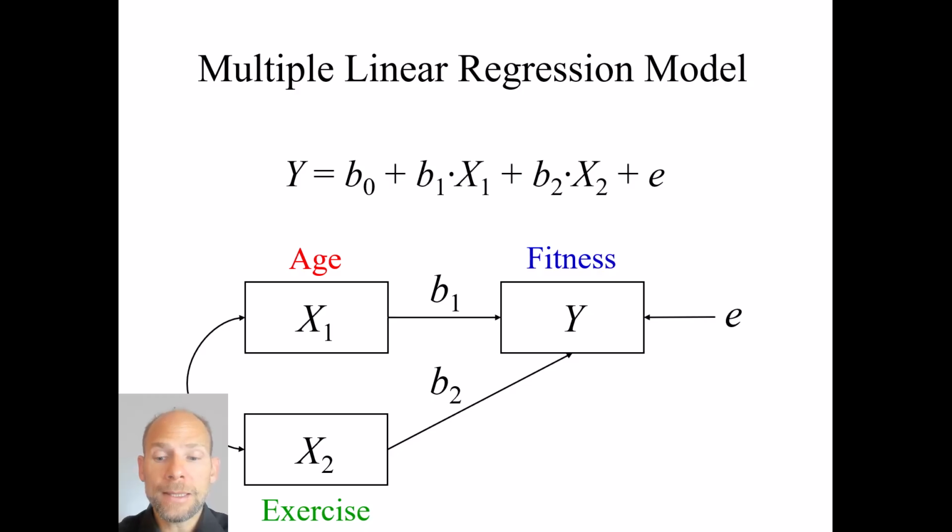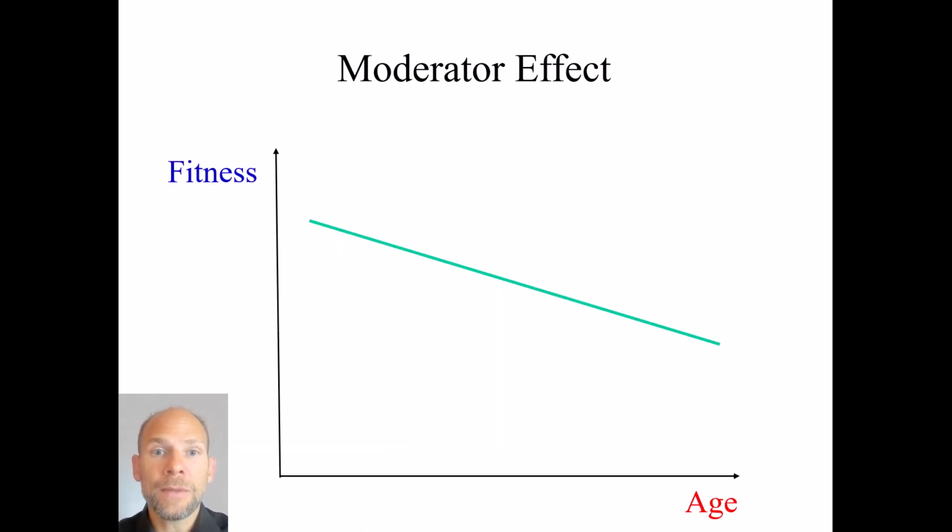Now, what you may see in a practical application may be a so-called moderator effect, where first of all, when you look at the overall model, you may see something like that for the relationship between fitness and age. And as you can see here, as age goes up, fitness tends to go down. So with increasing age, we have lower fitness. And so that would be the overall effect that you may see in a given sample, reflecting that expected negative relationship between age and fitness.